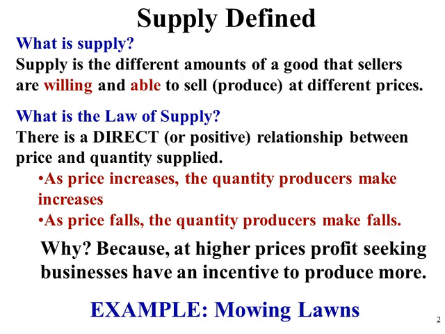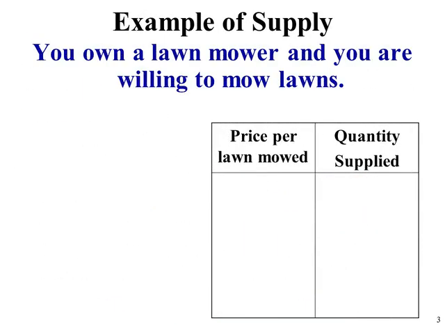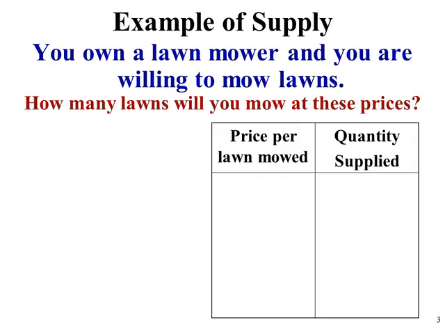So for our example, we're going to look at mowing lawns. Let's say you own a lawnmower and you're willing to mow lawns, and this is like your business. So now you're the seller. When you think about supply, it often helps if you put yourself into the mindset of the seller of the product that you're looking at. How many lawns would you be willing to mow at these prices?